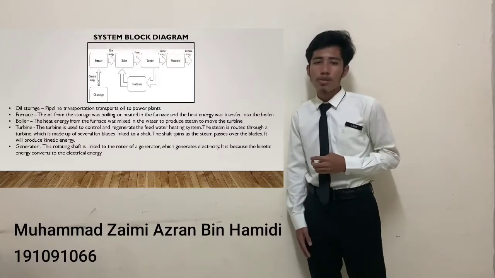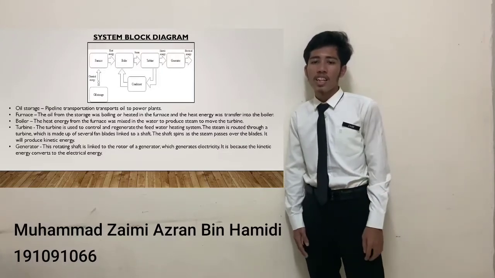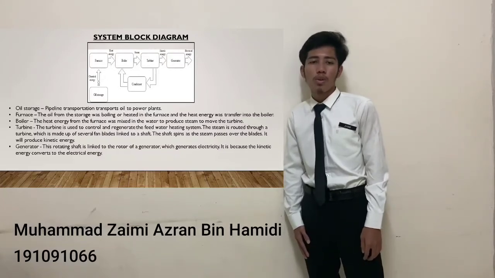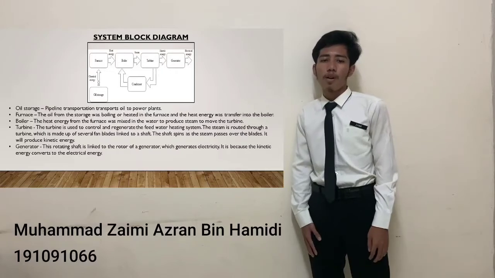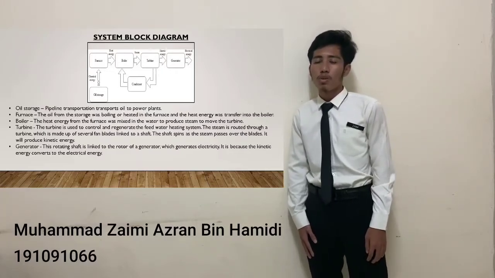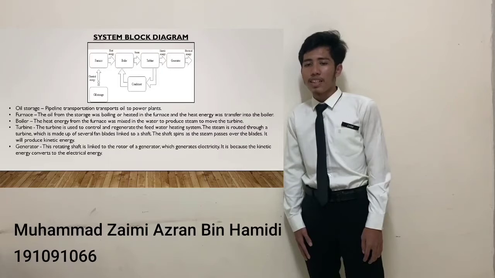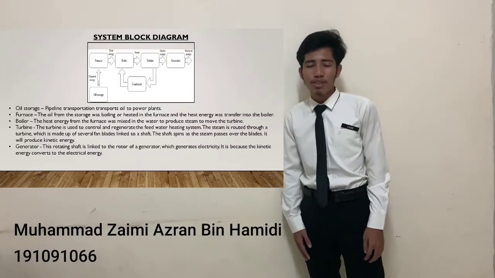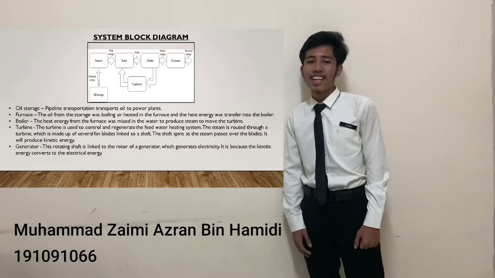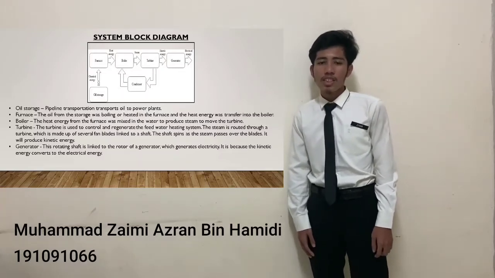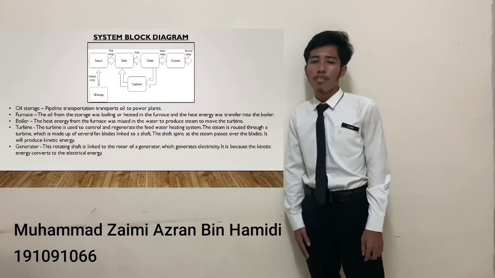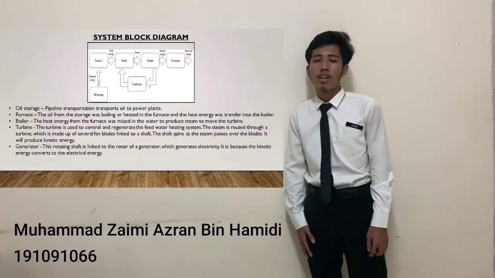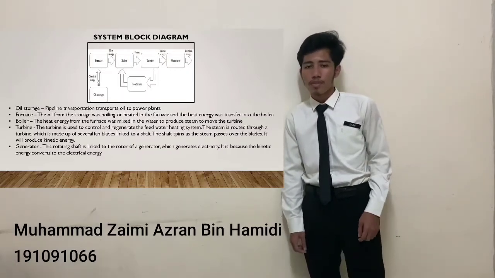Fourth is the turbine. The turbine is used to control and regenerate the feed water heating system. The system is routed through a turbine, which is made up of several fan blades linked to the shaft. The shaft spins as the steam passes over the blades. It will produce kinetic energy. Then the last is the generator. This rotating shaft is linked to the rotor of the generator, which generates electricity, because the kinetic energy converts to electrical energy.